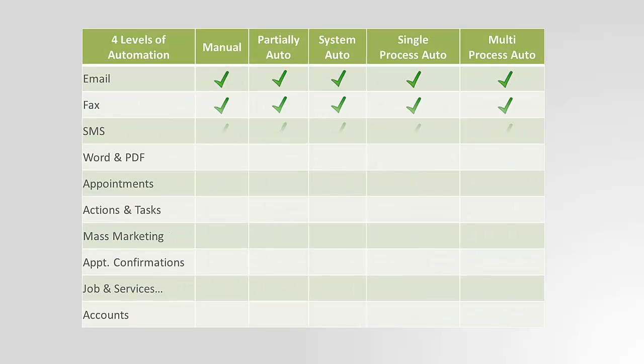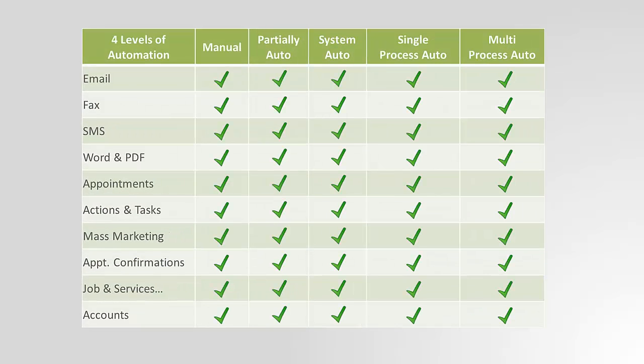There are numerous business tools within the suite of 3GB applications that support the four levels of automation. The main ones are email, fax, SMS, Word, PDF, appointments, actions, tasks and reminders, mass marketing, appointments, confirmations, jobs, services and accounts.